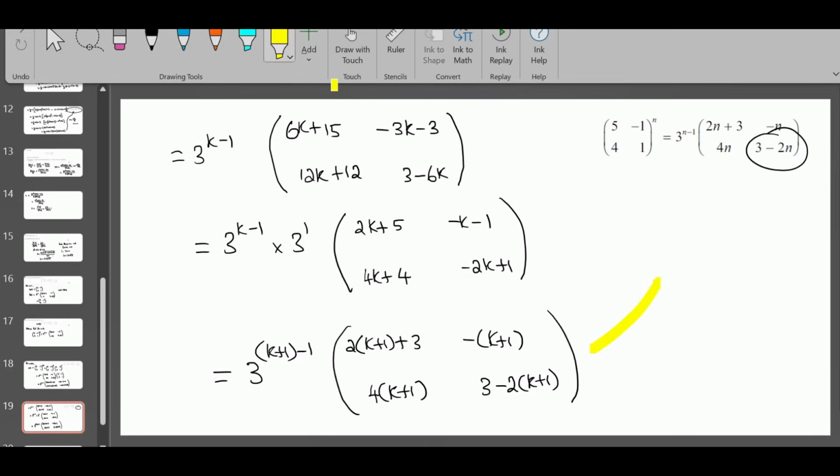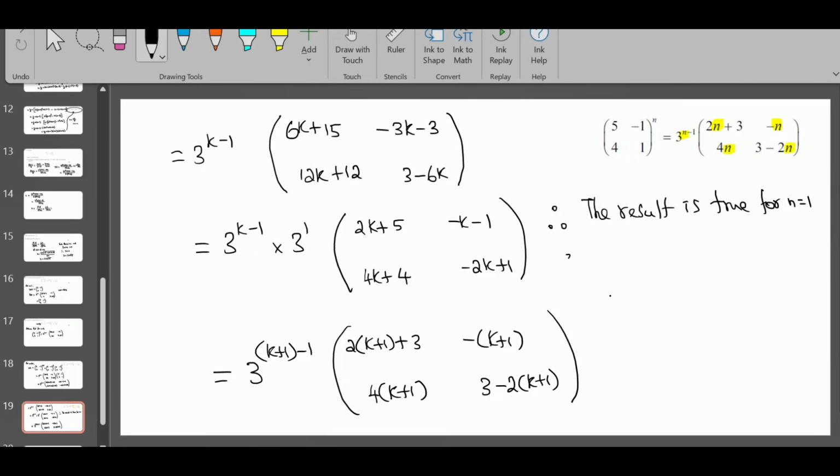If you compare these two now, it's the same matrix. You have k plus 1 in the place of n. So we have proved it for k plus 1 also. And then you need to write the conclusion. Therefore, the result is true for n equal to 1, and if it's true for n equal to k, then it's true for n equal to k plus 1. Hence proved.